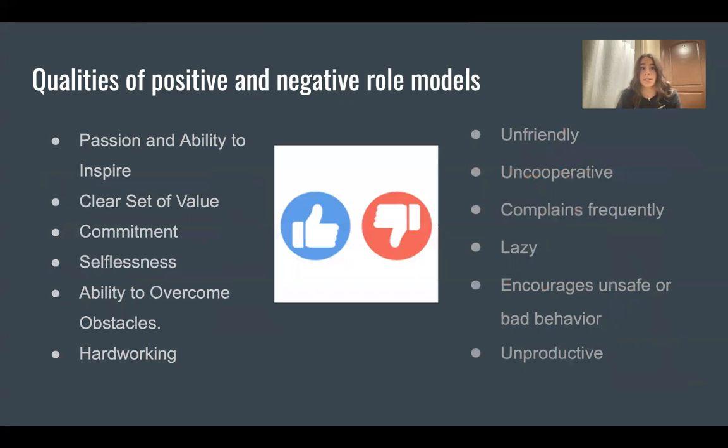Some qualities of positive and negative role models. A positive role model usually has passion and the ability to inspire others, clear sets of values, commitment, selflessness, the ability to overcome obstacles, and is hardworking in what they do. As an example of a bad role model, some qualities are unfriendly, uncooperative, complains frequently, might be lazy, encourages unsafe or bad behavior, and is unproductive.